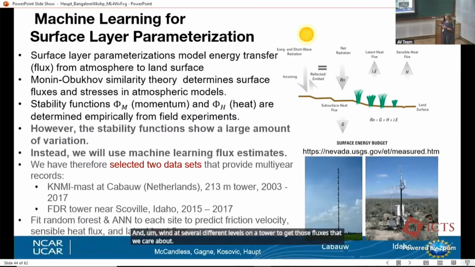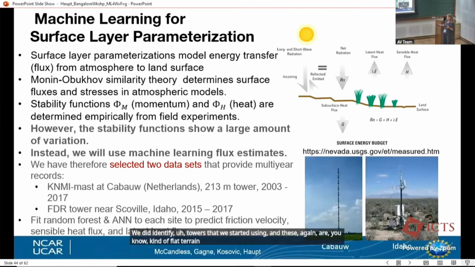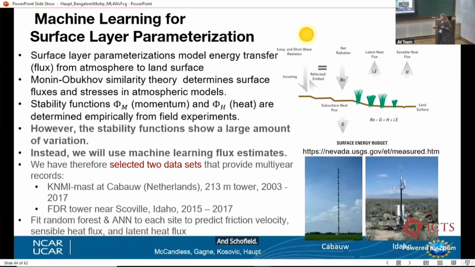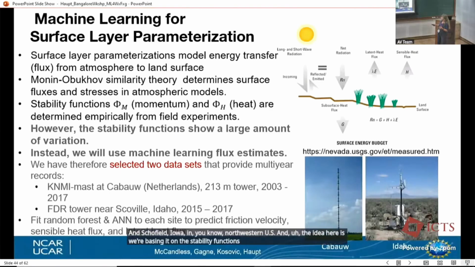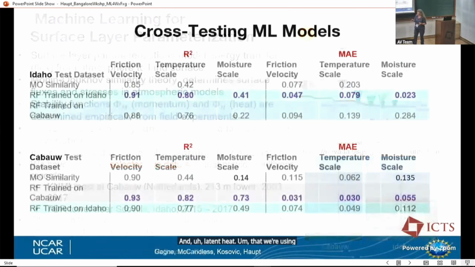We did identify towers that we started using, and these again are kind of flat terrain cases: Cabauw in the Netherlands and Idaho in northwestern US. And the idea here is we're basing it on the stability functions for momentum, heat and latent heat that we're using in this particular part of the project.